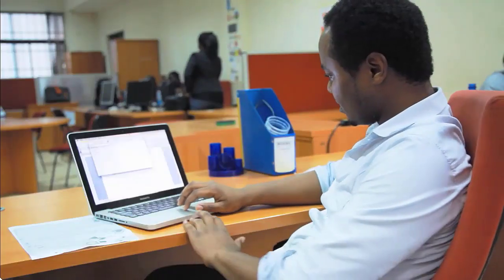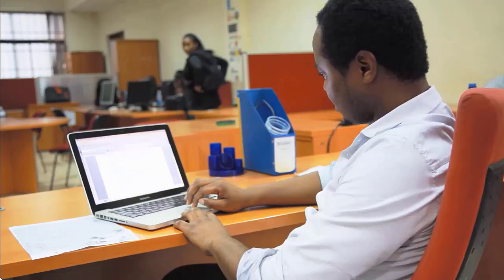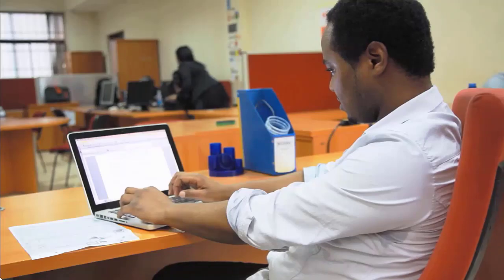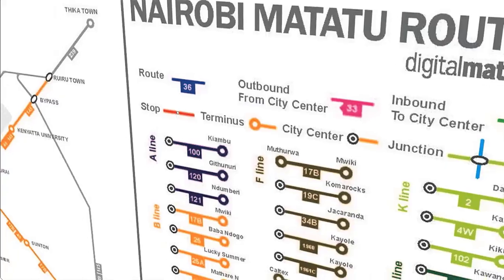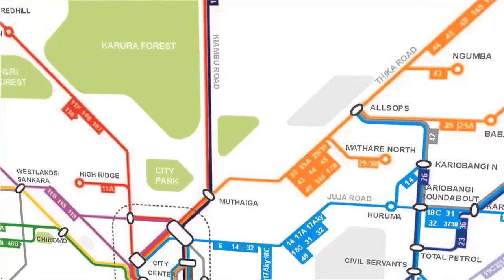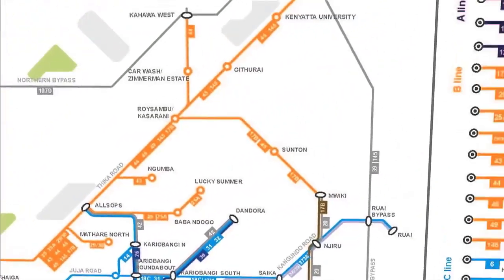So the Digital Matatu project started off as a research project around looking at how do people in the informal settlements move about. We've been able to put together data that maps Nairobi's matatu or public transit system accurately. The data is in digital form and is available for anybody who would like to use it.